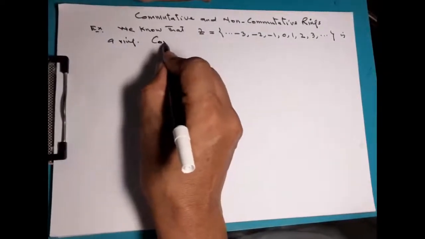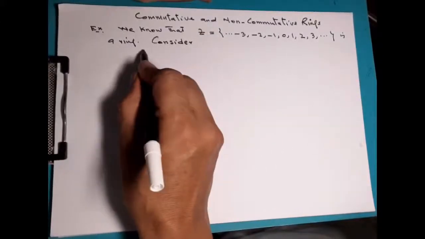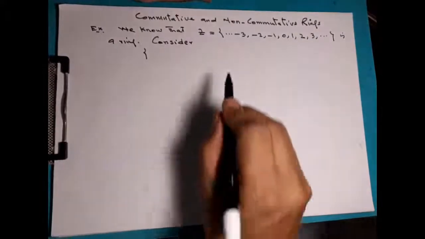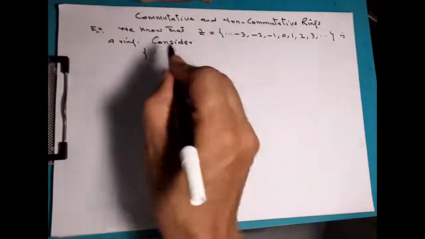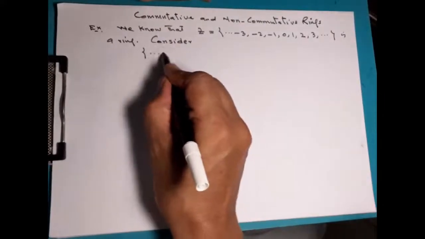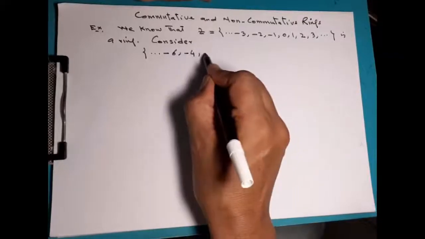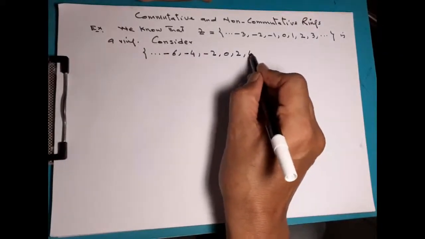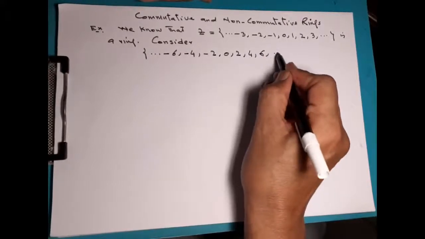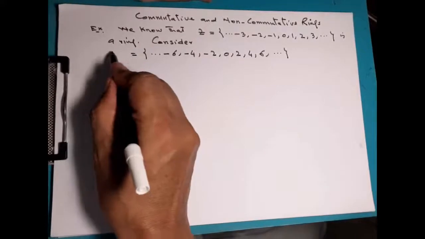Now consider this particular set. We multiply each element of Z with 2. So this will become minus 6, minus 4, minus 2, 0, 2, 4, 6 and so on, and we denote it by 2Z.